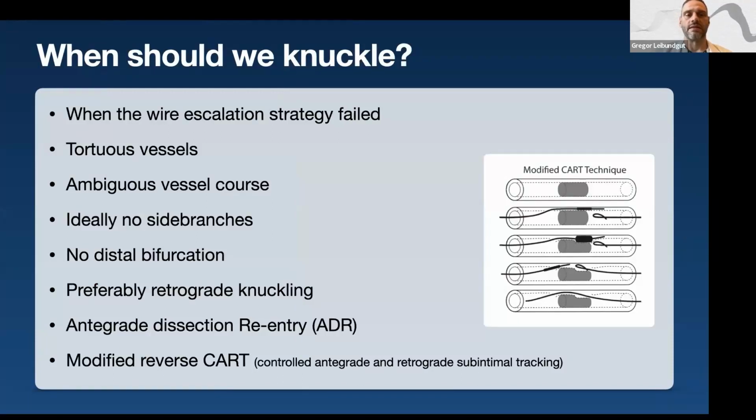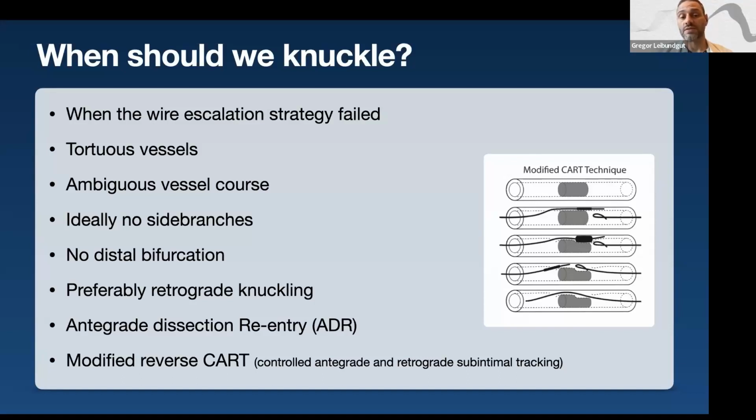When should we knuckle? In general, I would say when the wire escalation strategy fails, when the vessel is really tortuous, ambiguous vessel course, ideally there are no side branches for the knuckle to go inside, no distal bifurcation. Also, because when you knuckle, you're by definition subintimal and you can close all the side branches. Therefore, knuckling, I think, is ideal in the RCA and less ideal in a proximal LAD, where you have to take care of the septal and the diagonal branches. Of course, if there's no distal bifurcation, it's easier for the re-entry also if you have a landing zone.